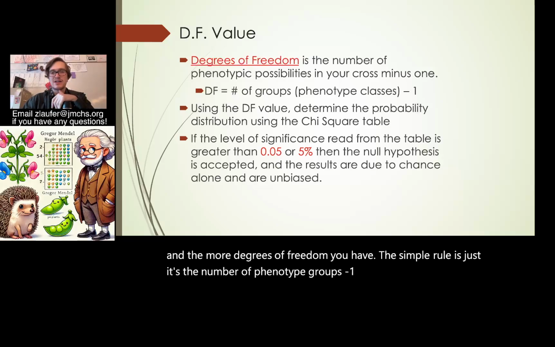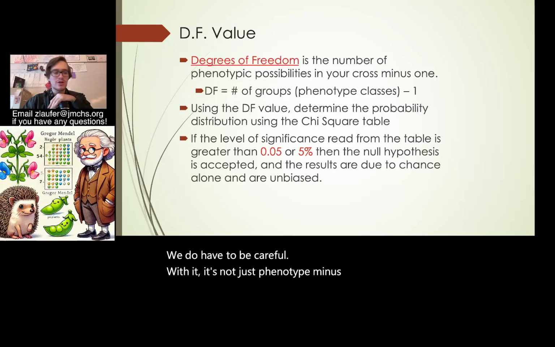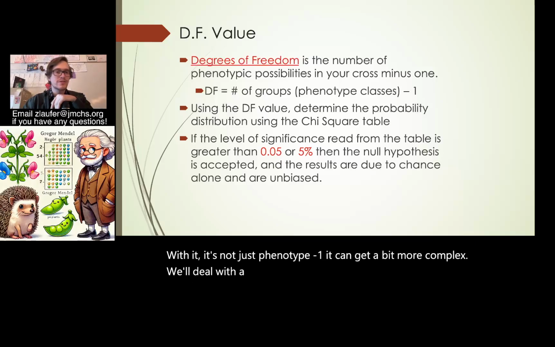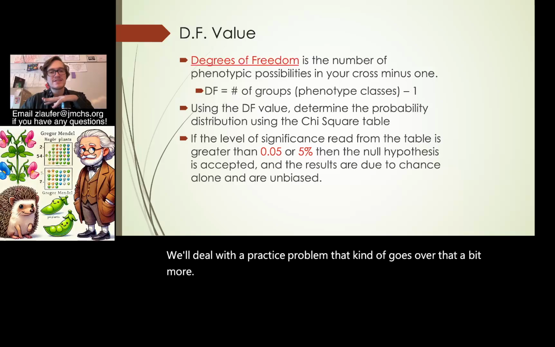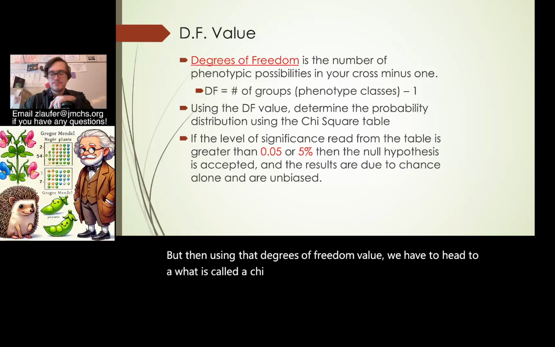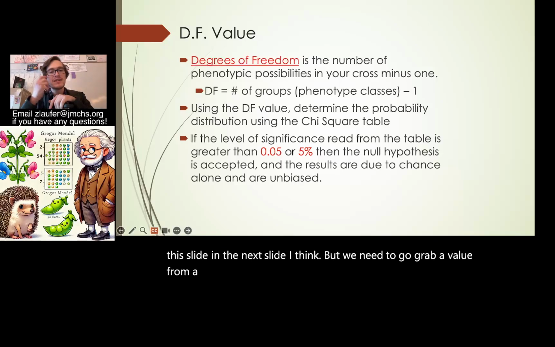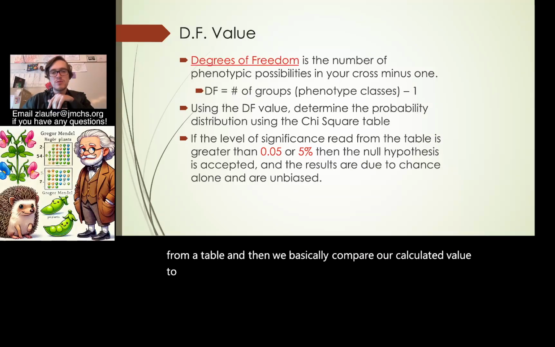We do have to be careful with it. It's not just phenotype minus 1. It can get a bit more complex. We'll deal with a practice problem that kind of goes over that a bit more. But then using that degrees of freedom value, we have to head to what is called a chi-square table, which I will show you in class in the next slide, I think. But we need to go grab a value from a table, and then we basically compare our calculated value to this value from a table, and we can draw a conclusion.